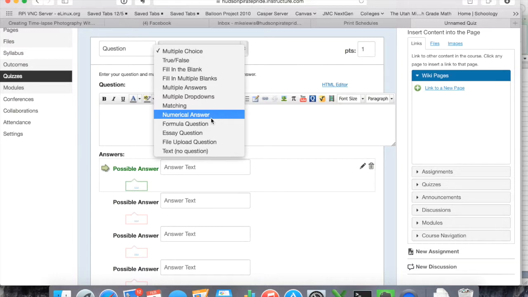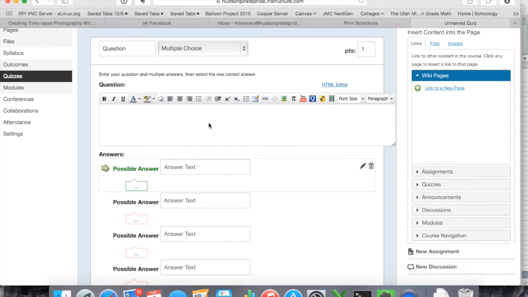Right above it, the numerical answer would be if you want everybody to have the same set of numbers in their equation, in their question, so that they all have the same answer. A formula question will randomize it, and I'll show you how that works.